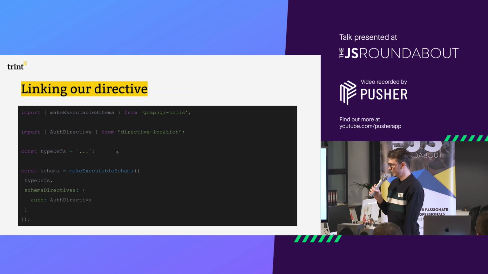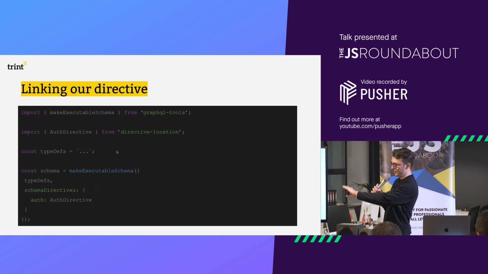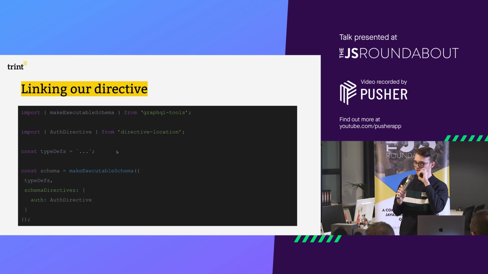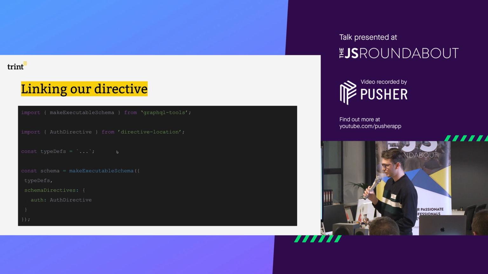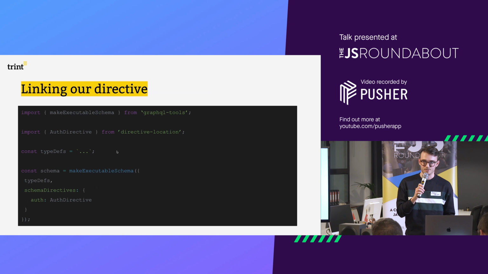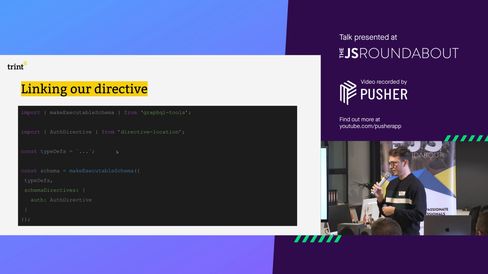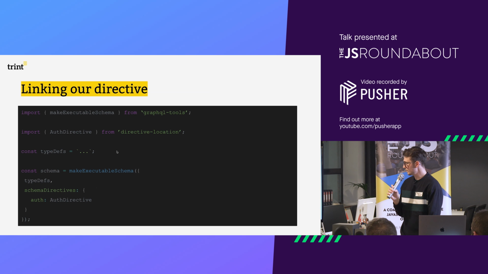So what we do is, when we build our schema, making use of GraphQL tools, we say for our schema directives, when you come across the auth directive, link it to our class auth directive. That is going to make use of some more GraphQL tools to allow us to implement a strategy pattern every time someone tries to access an object or a field that has that directive on it.